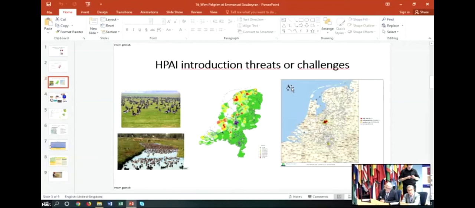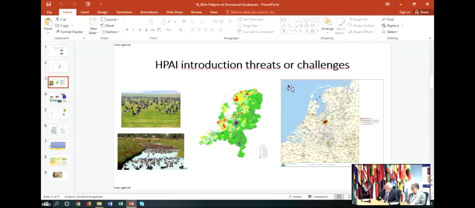Since 2014, we cope with introductions of high pathogenic avian influenza in my country. Until 2 years ago, it seemed to be a seasonal problem. In wintertime, some years we had introductions of up to 15 a year, and in summertime it disappeared. But the last year, maybe the last 2 years, it didn't disappear anymore in summertime. And even the last 2 months, we see an increase of cases of infected poultry farms.